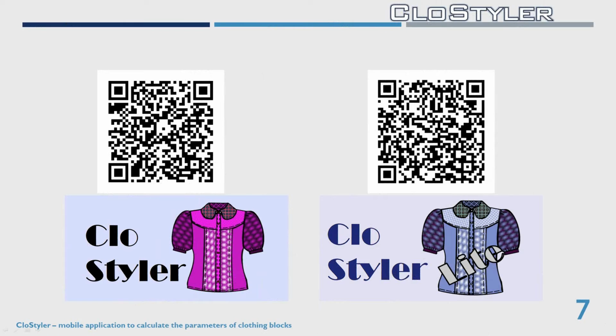Taking into account all the advantages and disadvantages of the prototype and the results of the conducted surveys, the mobile app CloStyler was developed using MIT App Inventor. The purpose of the mobile application is to compute the parameters of the basic blocks of clothing. In the light version of the app, it is possible to compute two garment type constructions, a skirt and a top. The Pro version of the app allows users to calculate clothing block parameters by 3 different methods of pattern drafting. 8 garment types are available: a top, pants, a suit jacket, a skirt, a dress, a blouse, and a shirt. Available languages are English, Russian, and Ukrainian.